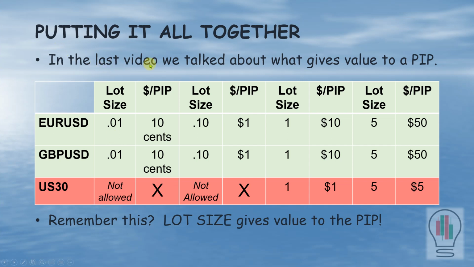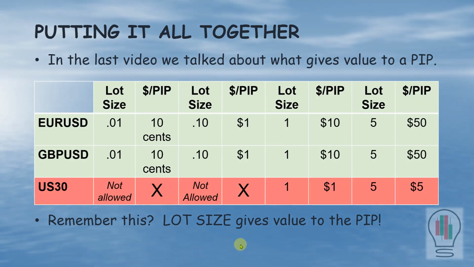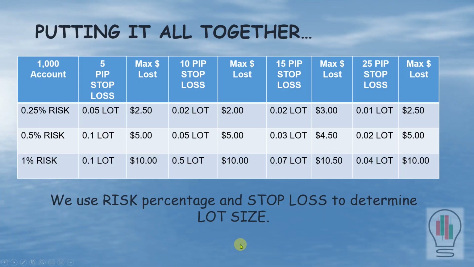In the last video, we talked about what gives value to a pip. Remember this? Lot size gives value to the pip. This is important. So, we put it all together. We use risk percentage and stop loss to determine our appropriate lot size.